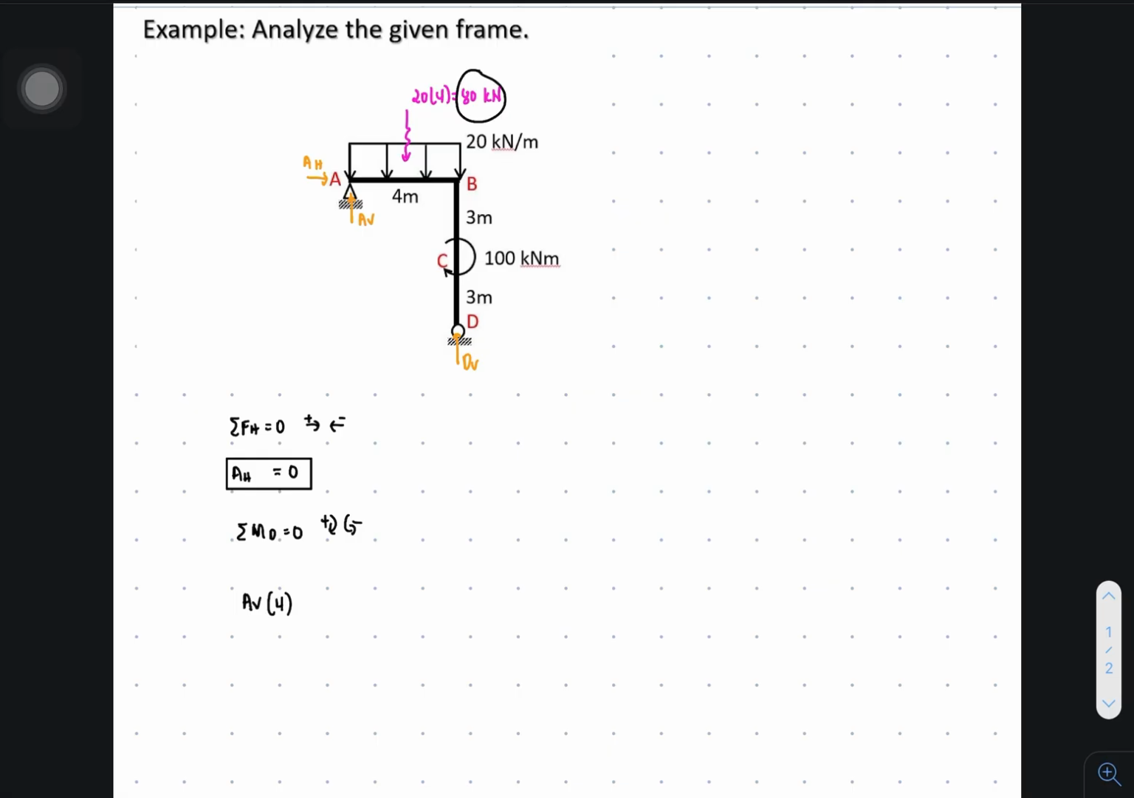Next is this one, 80. 80 is going to rotate counterclockwise because the direction is downward in relation to DV. In relation to point D, it's going to be negative. So it's 80, and the moment arm is 1/2 of 4. And this one, since the 100 is clockwise, you have to consider that as positive 100. No more moment arm because it's already a moment.